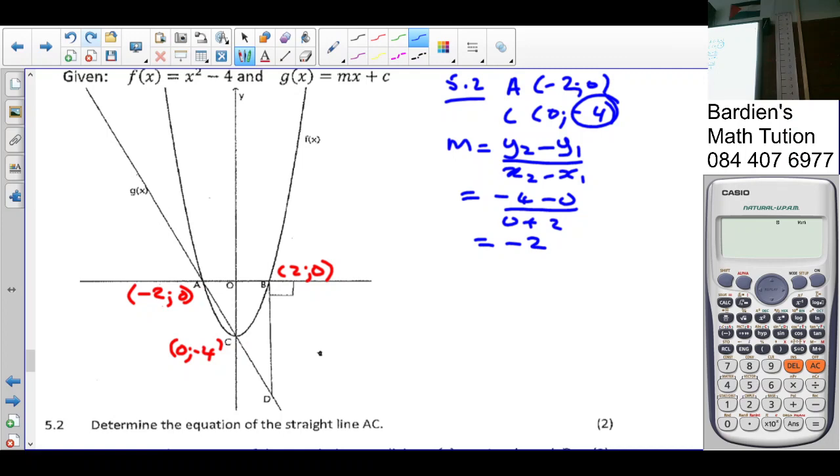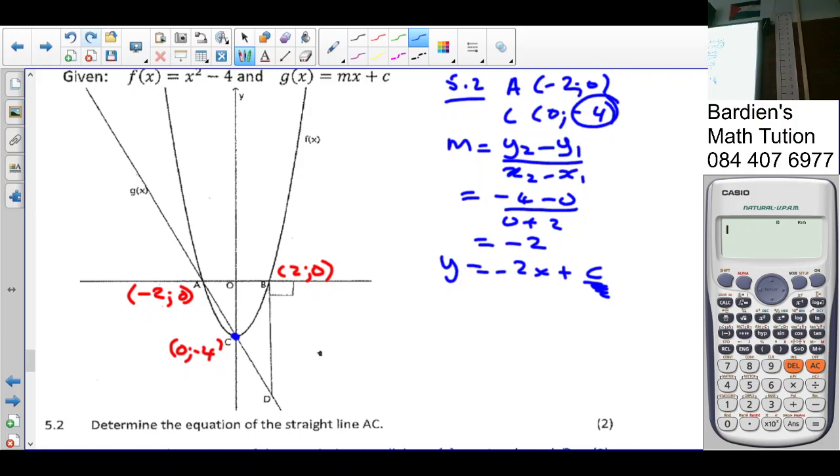Does it make sense that it lies to the left? Yes. The gradient is negative and the graph is decreasing. Can you see that? Negative lies to the left. If it's positive, it will lie to the right, it will be increasing, which also confirms that it should be correct. So y is equal to negative 2x plus c. But what is c normally to us? The y-intercept. And the y-intercept here is negative 4. So the c value is negative 4.